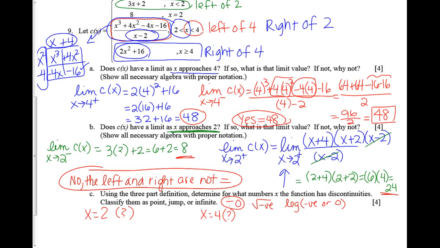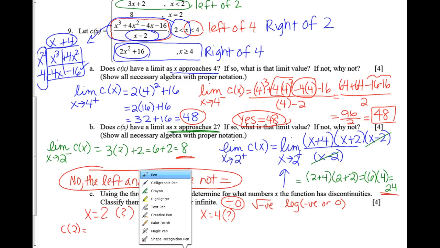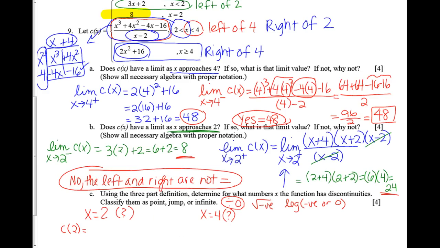Okay, so let's look at what's happening here. What's happening at x equals 2? In order to have a discontinuity, we have to fail our three-part definition. The first part of our three-part definition was, does the function exist? So does c of 2 exist? Well, to find c of 2, that would be when x equals 2, and c of 2 is equal to 8. So it passes the first part of our definition.